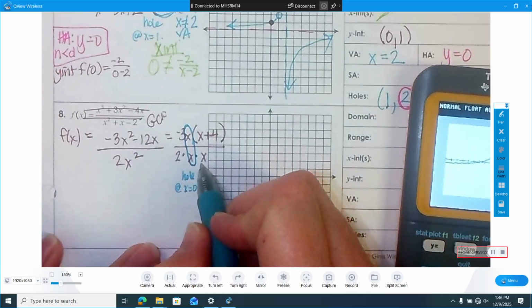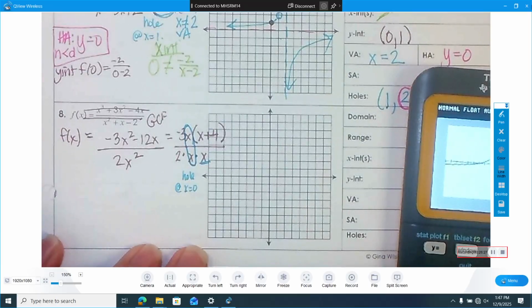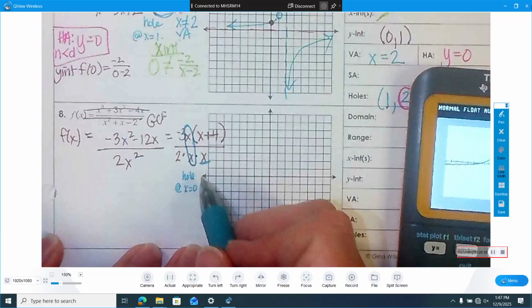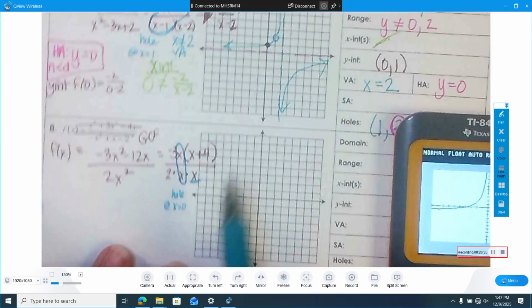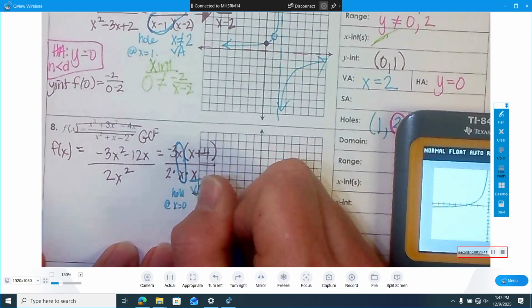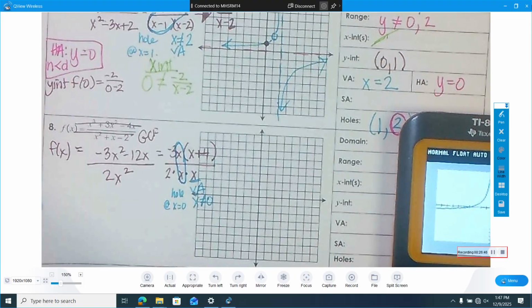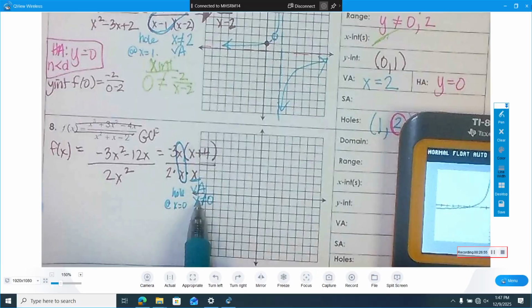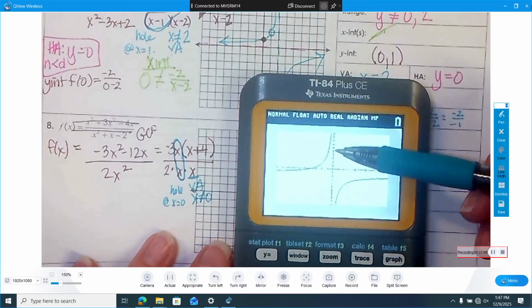But wait a minute. Here I have another factor. So what does this factor do? On the others, one of them was a hole and one of them was a vertical asymptote, right? So I've got my hole here, but then I have this extra factor that would be the vertical asymptote at x equals 0. X cannot equal 0. So just like before, we have a hole and a vertical asymptote. Well, wait a minute. Can I have a hole at the same location as a vertical asymptote? That doesn't work, okay?